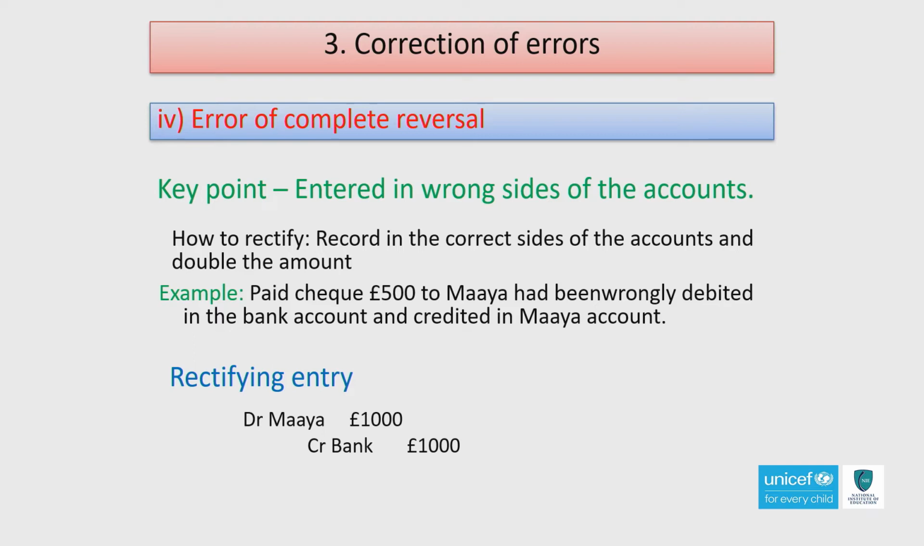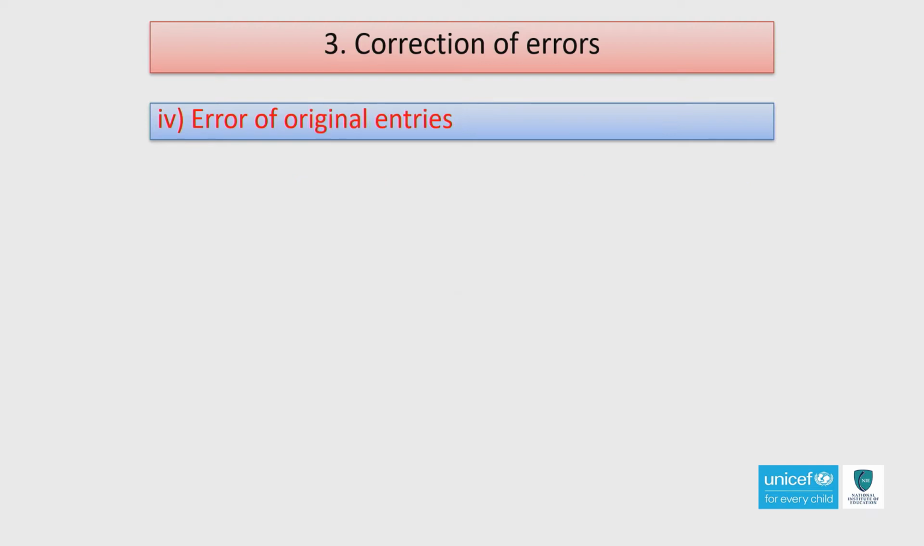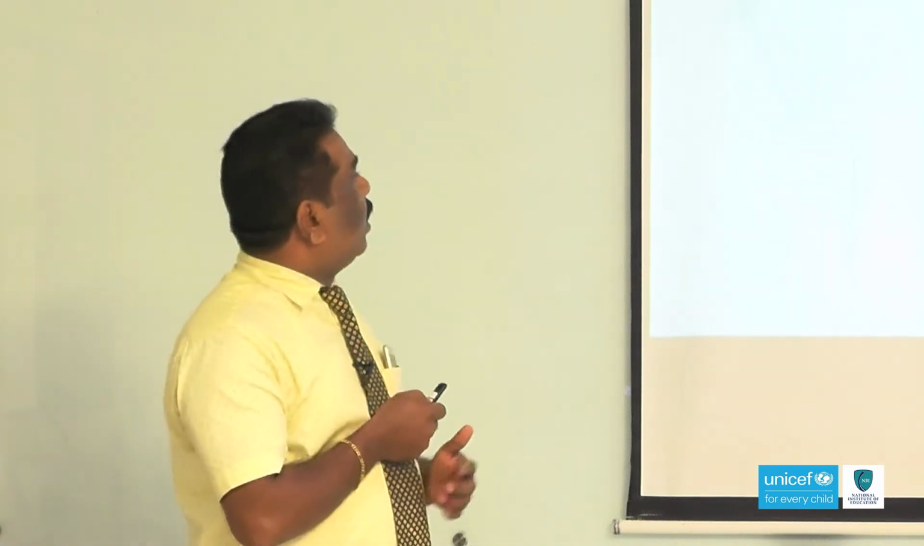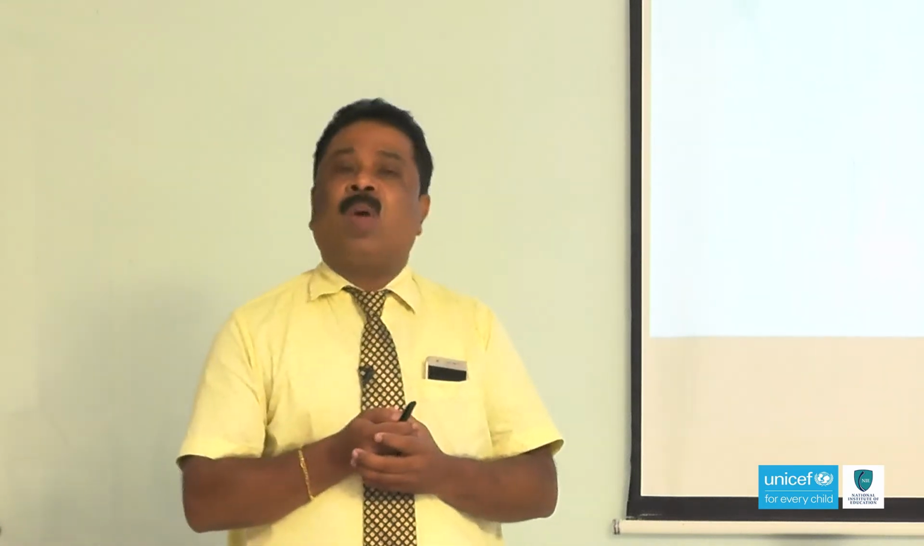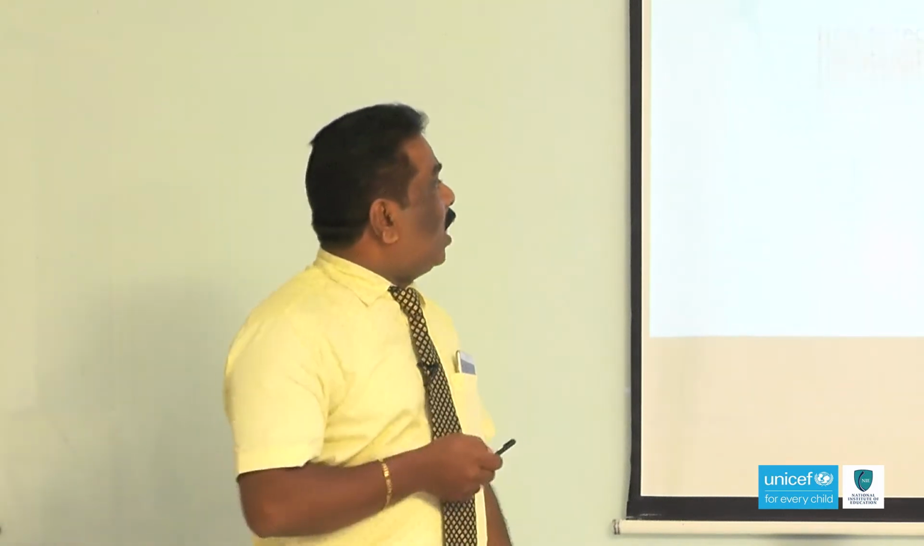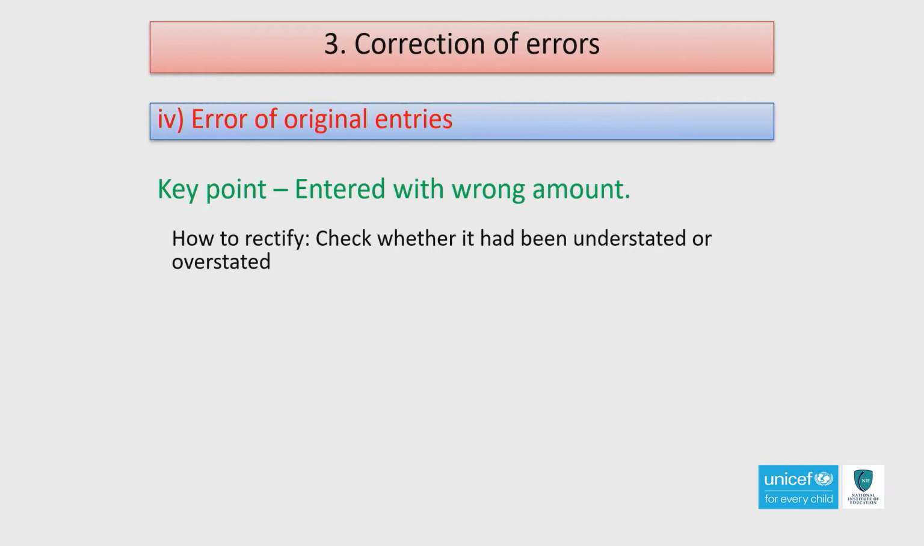It is wrong. Fine. The next error is error of original entries. It is a little bit easy one. Error of original entries. The key point is the wrong amount. When you record the wrong amount, it might be more or less than the correct amount. We call it understated or overstated. So how to rectify it? The first step, you should check whether it had been understated or overstated, because the steps in rectification of understated and overstated are entirely different.